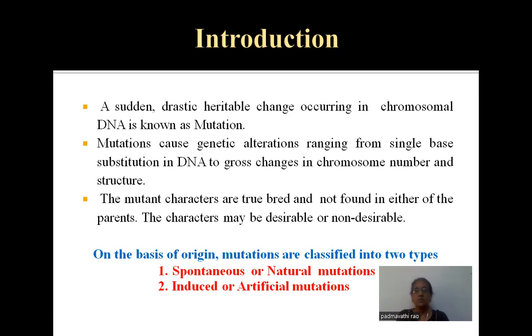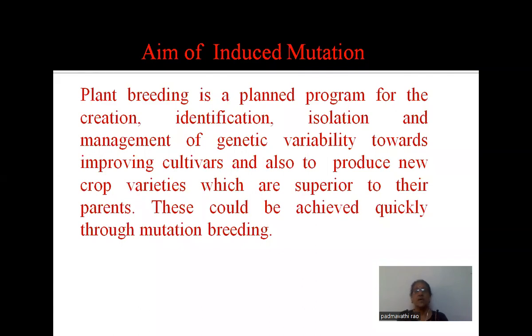On the basis of their origin, mutations are classified into two types: spontaneous or natural mutations, and induced or artificial mutations. The aim of induced mutations: why do we have to induce these mutations? In mutation breeding, we can get new or superior varieties very quickly. That's why we have to induce these mutations artificially.